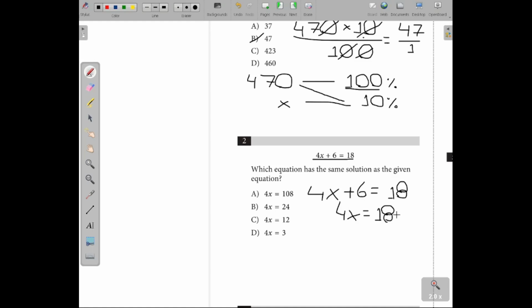Now the 6 goes to subtract, minus 6. This is equal to 4x equal to 18 minus 6, 12. And we can stop here because we see that these equations are the same. So if the equations are the same, they're going to have the same solution. Our answer is C.